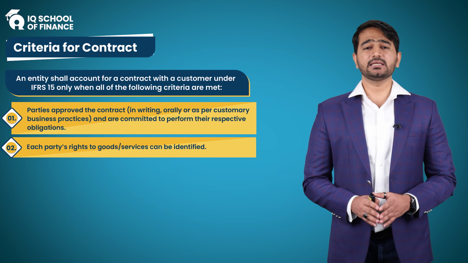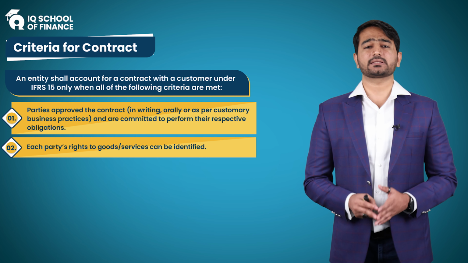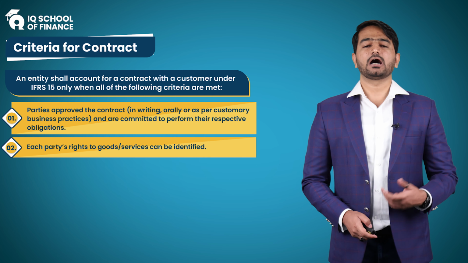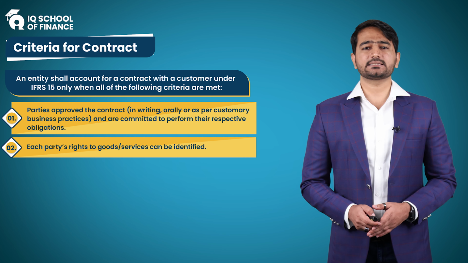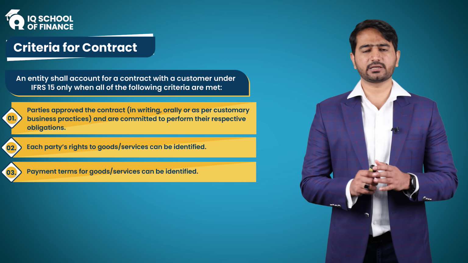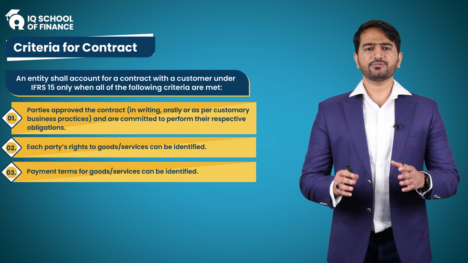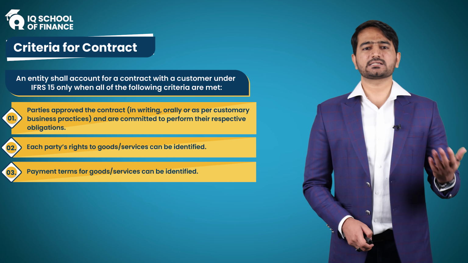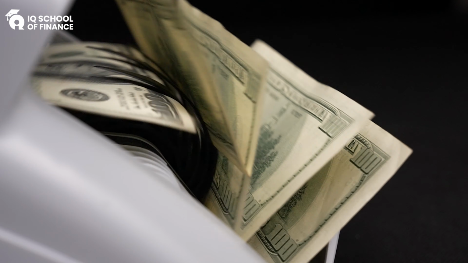It means that the underlying goods and services of the contract, the underlying performance obligation of the contract, should be identified. After this, the third criterion is that the payment terms for the goods and services can be identified. See, if in a contract one party is providing goods and services to the customer, then obviously the customer is to pay some payment against those goods and services.